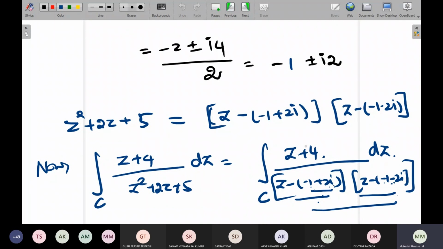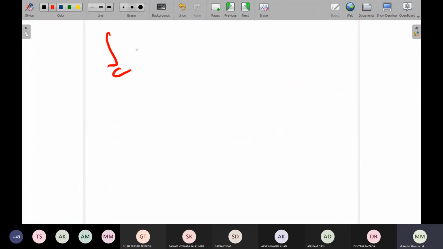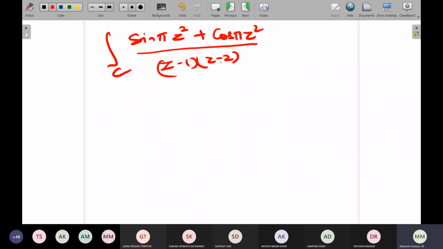Let us do one more problem so that you will understand it. Evaluate integral over C of sin pi z square plus cos pi z square divided by z minus 1 into z minus 2 dz, where C is the circle mod z is equal to 3.